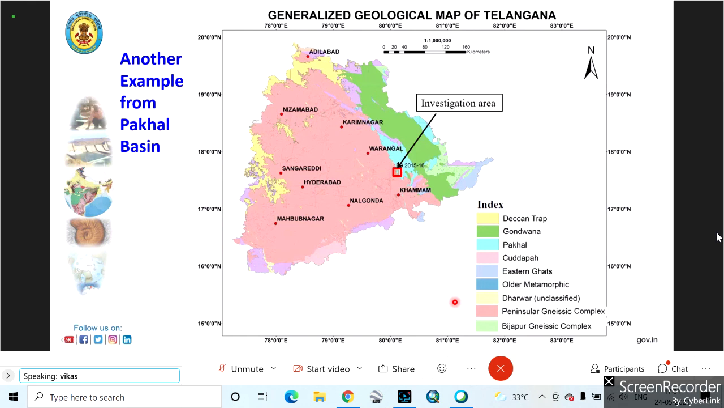Okay. Now this one is actually from the Pranhita Godavari Valley of the Pakhal Basin, over which your Gondwana basins are also present. These Pakhals are near the Khammam district. Next, please.